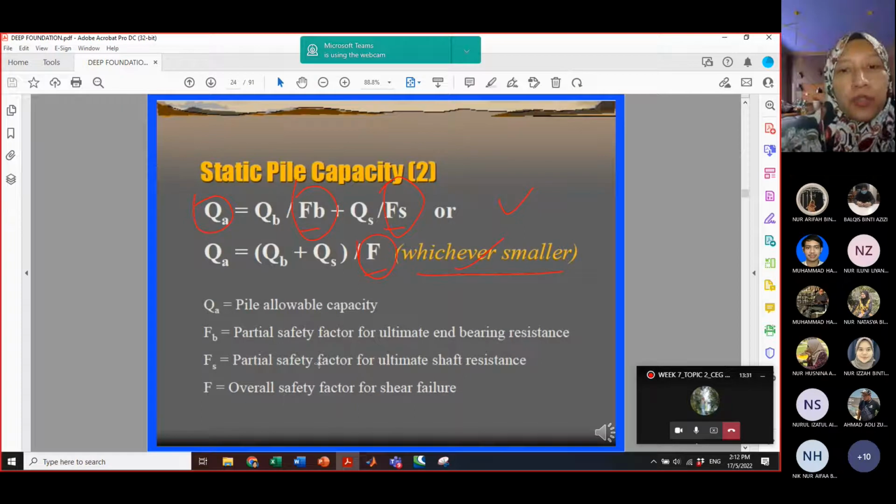To calculate the factor of safety is similar to what we have learned from shallow foundation, where QA, which we call the allowable pile capacity, is the summation of the skin capacity QS plus the base capacity QB over the factor of safety. Or there is another way, split out as QB over FB plus QS over FS. So we will take whichever gives the smaller factor of safety.